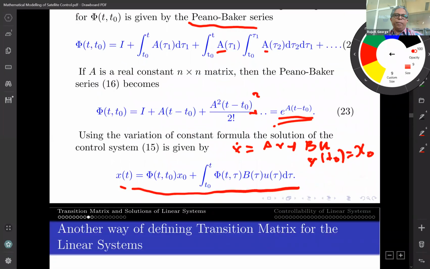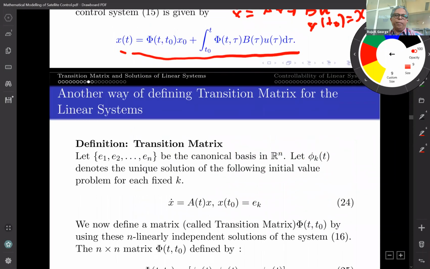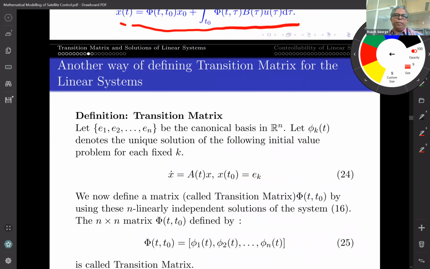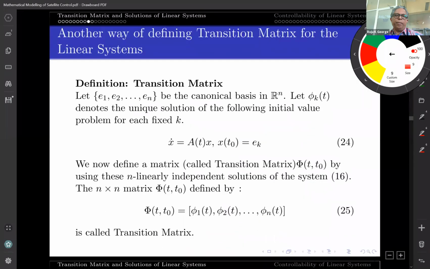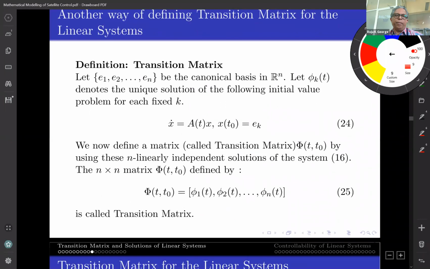Okay, fine. So now, there are many ways you can define the transition matrix. Due to lack of time, let me just skip the transition matrix computation here. This I will skip.